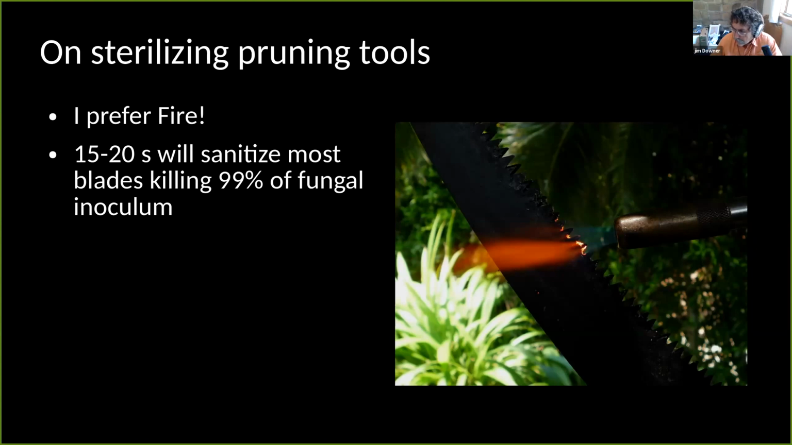So using a flame is a very effective way to kill things that stick to your saw blade. It's just that most of the time you probably don't need to do this. Some of the time when you're working with pathogens or you're working with diseased trees and moving to healthy trees, then this is a time when you want to think about that.